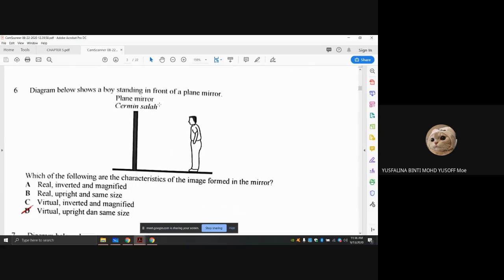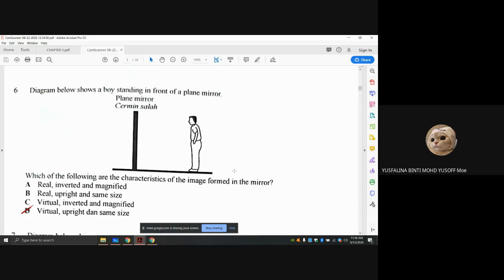This is the plane mirror. So what is the characteristic of the image formed in the mirror? I told you before, the first one is virtual, same size as the object, and laterally inverted, and another one is also upright. So the answer is D.